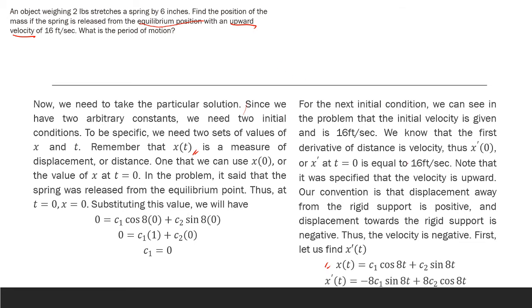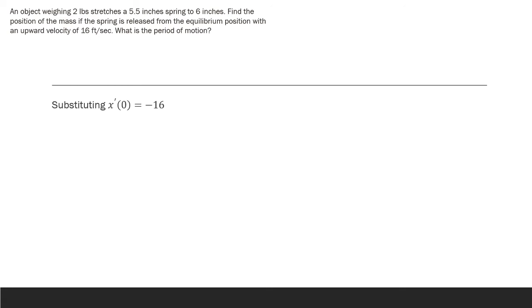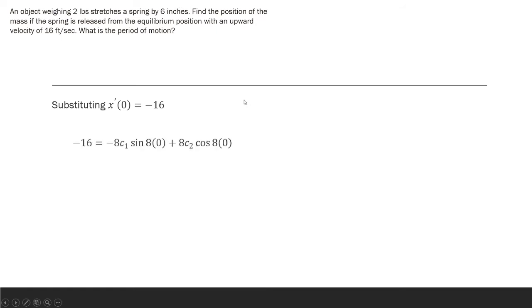Now, if we take the first derivative of our x of t, that is x prime of t is equal to negative 8 c1 sine 8t plus 8 c2 cosine 8t. That is the first derivative of this one. We can now substitute negative 16 there. Plugging it to the equation, we will have x prime of 0, that is equal to negative 16.